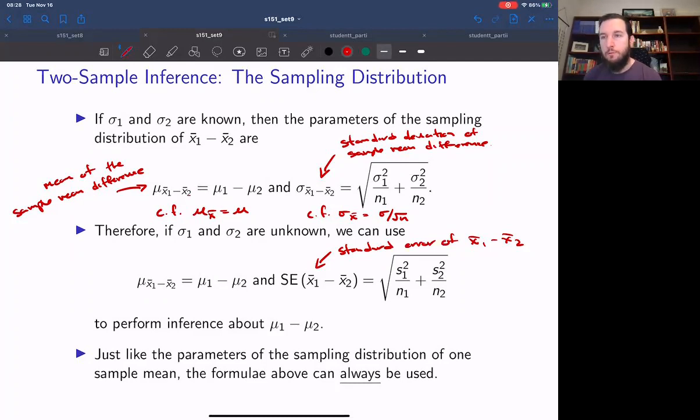Now, these formulas, specifically in the case where sigma is known, are the parameters of the sampling distribution of x bar 1 minus x bar 2. And you can always use these formulas to find the mean of the population mean differences. So these work in the exact same way as the formulas that we learned in lecture set 6 for one mean. We're just slightly extending it to the case where we have two populations that are of interest. But we can always use these formulas to find the population mean of the differences between the sample means and the standard deviation of the sample mean differences as well.